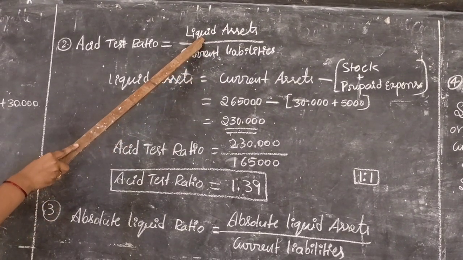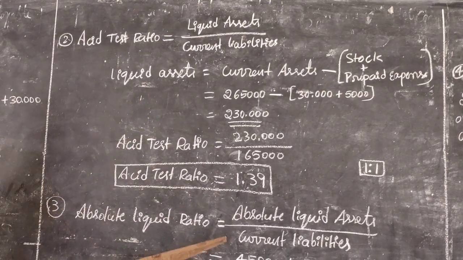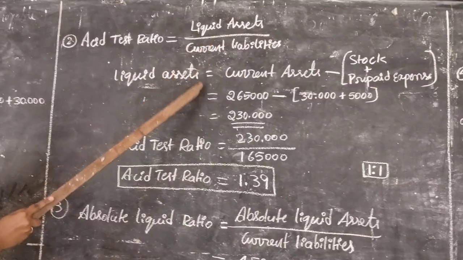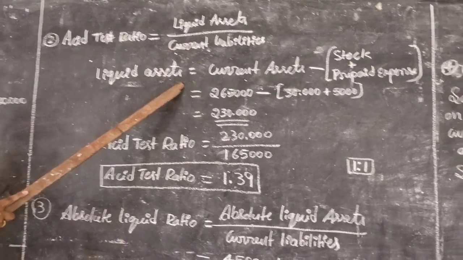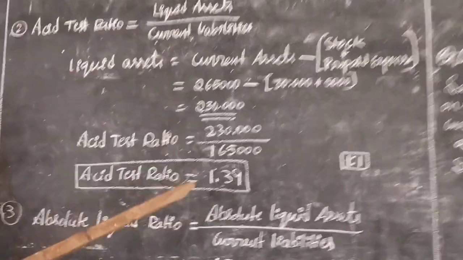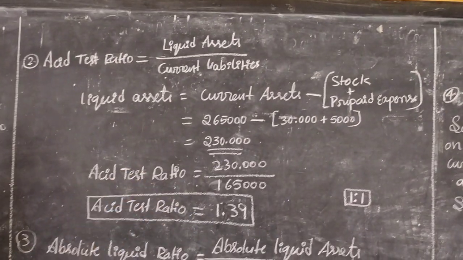However, what do you mean by liquid assets? Liquid assets means the current assets which we can easily convert into cash. Those are called liquid assets. Here, from the above balance sheet, we need to pick only the liquid assets. I already told that liquid assets means current assets which we can easily convert into cash.